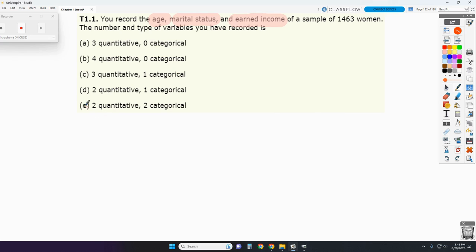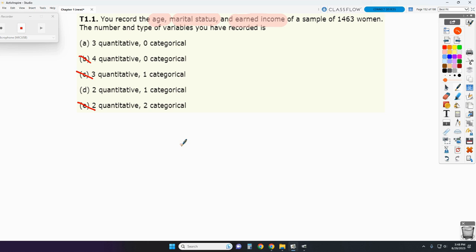So automatically we know it's not E, that adds up to 4 variables. It might be D. It can't be C because again that adds up to 4. Can't be B, that adds up to 4. Or it could be A because those technically add up to 3. So is it 3 quantitative and no categorical or 2 quantitative and 1 categorical?